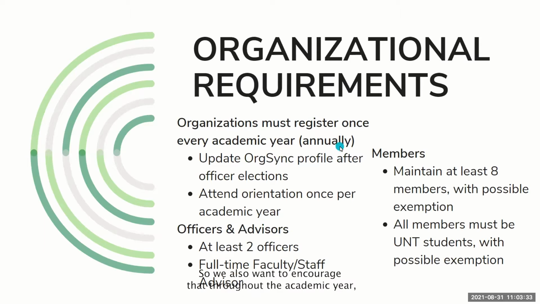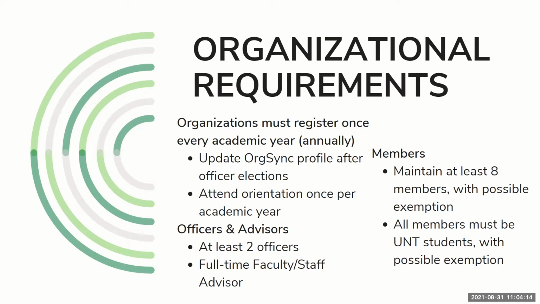We do want to encourage that throughout the academic year, they are updating the OrgSync profile, especially after officer elections, which usually tend to occur in the spring. Even though they don't have to register again, we would like them to update the profile so that whoever is the primary contact or new president will be able to receive the notifications from OrgSync. They will also need to attend orientation once per academic year, and orientation this year is all online, virtually via Canvas. We have links for those on the website, but for people who are registering, we can also provide the links.